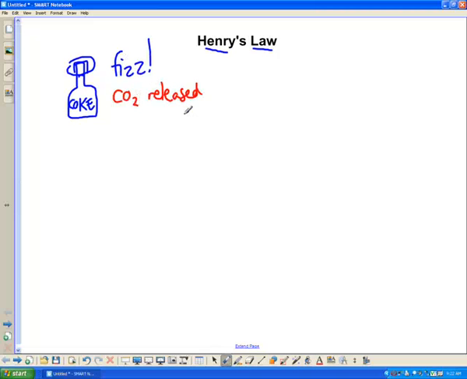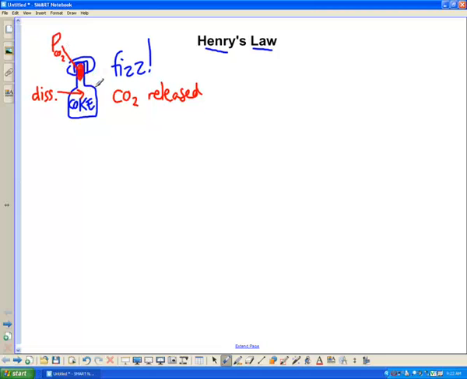And so the question is, where's the CO2 coming from? Well, the CO2 was originally dissolved inside the solution. Now what Henry's law states is the solubility of a gas within a solution is proportional to the partial pressure of the gas above that solution. So in that bottle of Coke you have a lot of CO2 dissolved in there, and the pressure up here in that little space above the solution is very high. So the partial pressure of that CO2 there is very high.